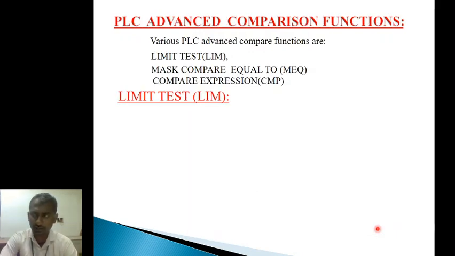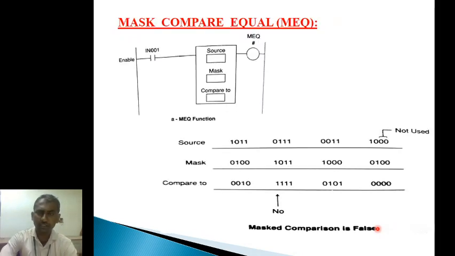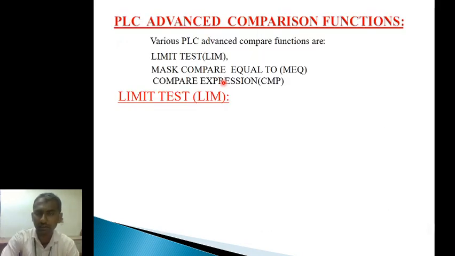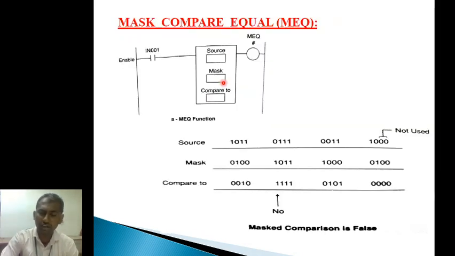And in addition to these comparison functions, some other advanced PLC comparison functions are also there. Those are limit test, mask compare equal to test, and compare expression. So limit test means the syntax is in this manner, but here instead of mask we have the value, and in the source we have the lower limit and the comparative value we have the upper limit. So that particular value will be compared with two limits at a time. That is nothing but the limit test syntax. The value will be compared with the upper limit and lower limit. When the value is present within that limit, then that output will be on.